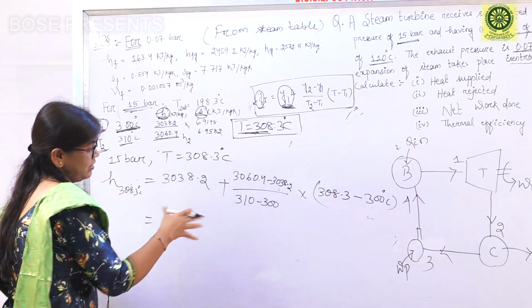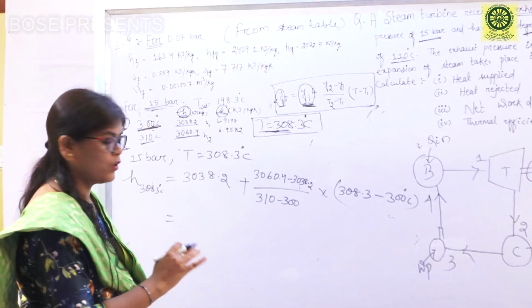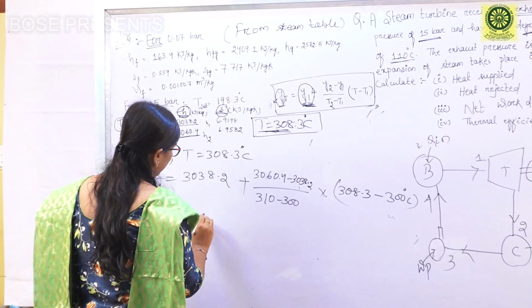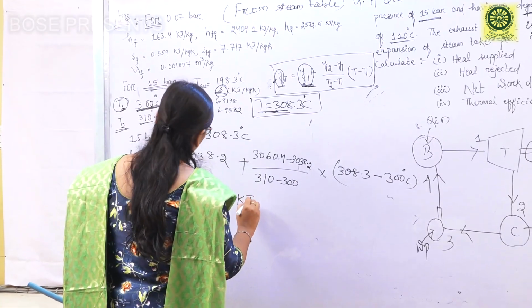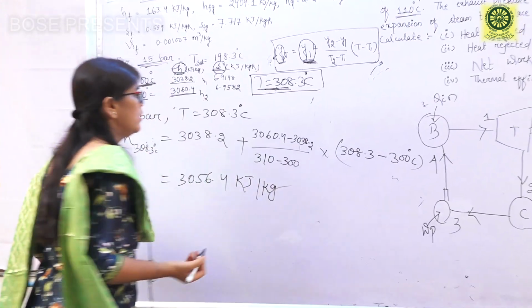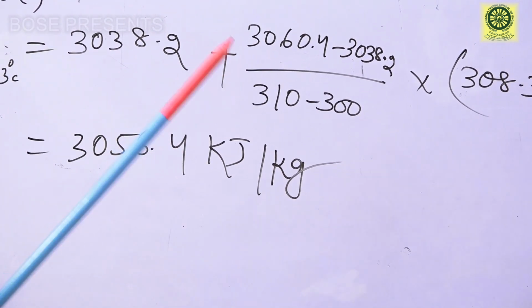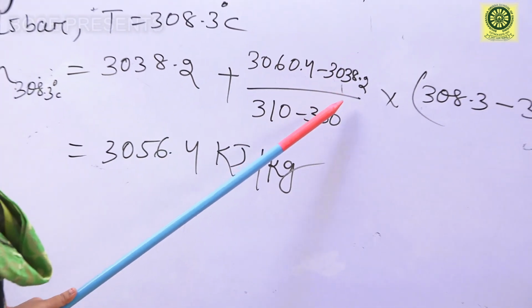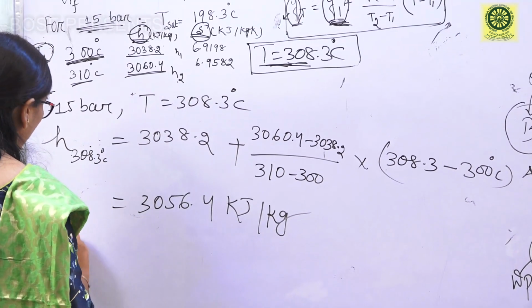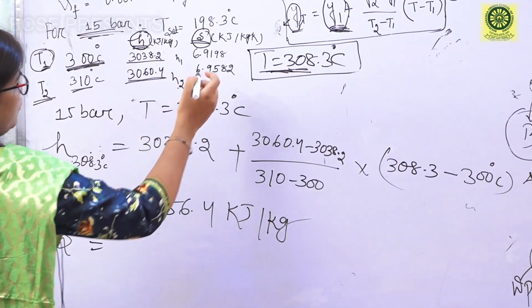And you just calculate these values and you are going to get 3056.4 kilojoule per kg. So this is your H for 308.3 degrees centigrade. So I have calculated for enthalpy. Similarly, you can calculate for entropy also. Entropy, how much will it be?